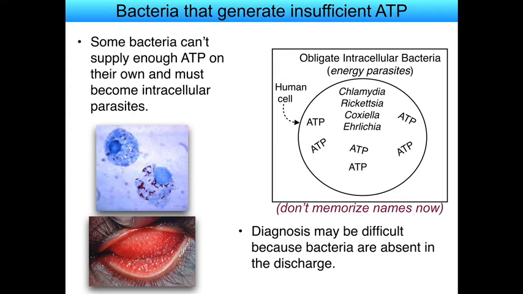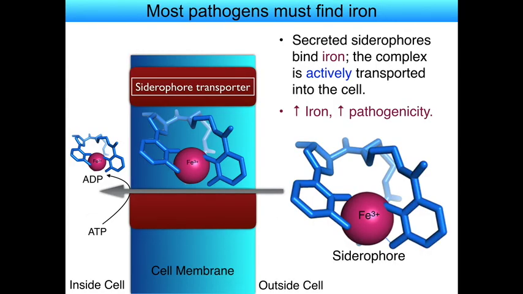Now, some bacteria can't generate enough ATP to survive by themselves. They become obligate intracellular parasites. You don't need to remember the names of these right now, but you'll be learning about them throughout the year. These include Chlamydia trachomatis, which causes trachoma and blindness, and also sexually transmitted infections. Rickettsia rickettsii causes Rocky Mountain spotted fever. Coxiella burnetii causes Q fever, and Ehrlichia causes ehrlichiosis. The important point here is the diagnosis can be difficult. Why? Because when you take a specimen of the discharge from humans, you may not see any microbes at all because they'll be intracellular. So you actually have to scrape off cells that might have the microbes inside them.